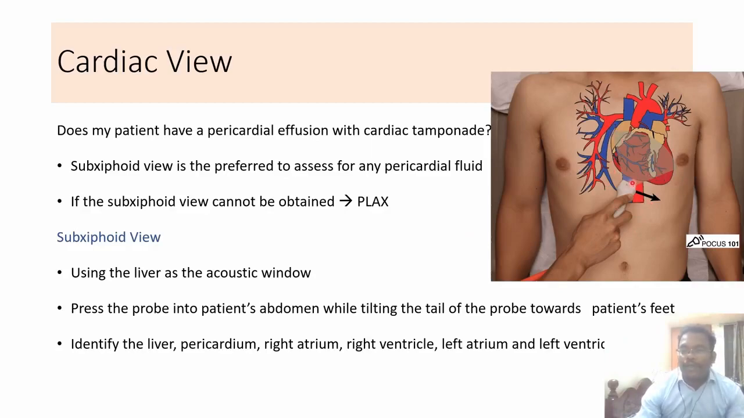Place the echo probe below the xiphisternum. Make sure the pointer is facing towards the spleen or left side of the patient. Press the probe into the patient's abdomen while tilting the tail of the probe towards the patient's right leg. By using the liver as an acoustic window, we can identify the following structures.